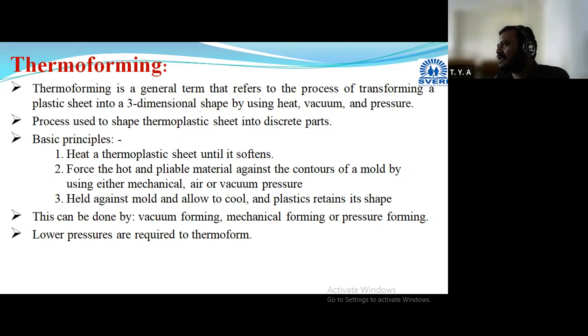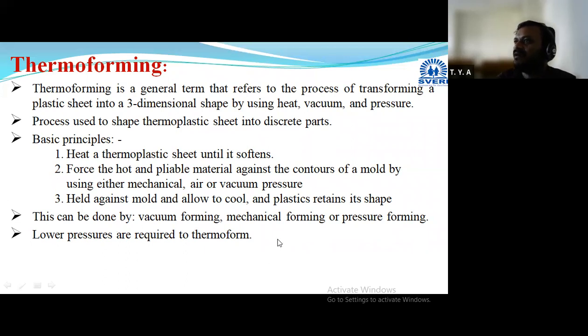Now this thermoforming operation can be performed in different ways; it has three different types. One by one we will discuss them. Just I will name the types. The first type is vacuum forming, then mechanical forming, and pressure forming, or vacuum thermoforming, mechanical thermoforming, and pressure thermoforming. We have these three types of thermoforming processes.